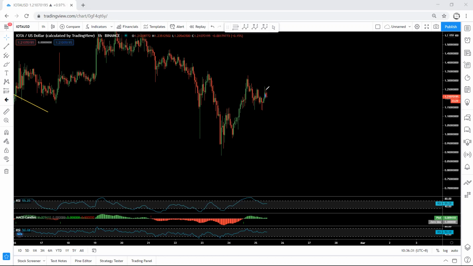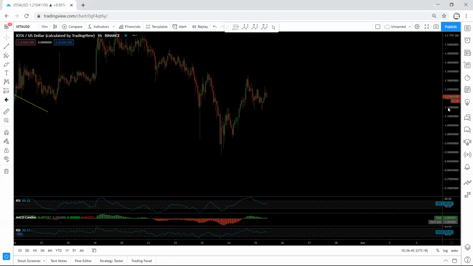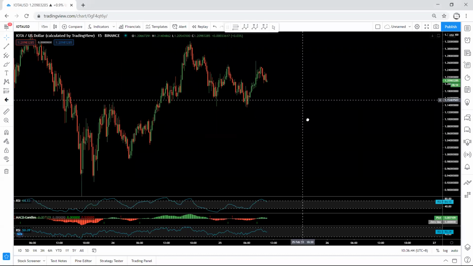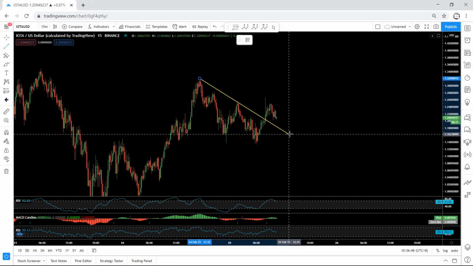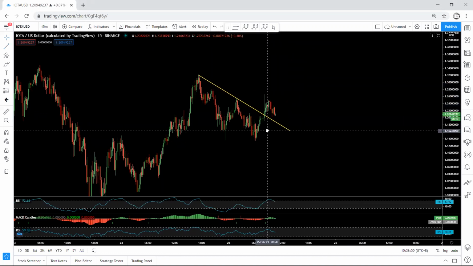Okay, how about if this is the only correction from here? If we move to lower time frame, because now we can look for the breakout of this. That means if we move to 15 minutes, if we put our line here, can we trade the breakout? We could consider this is a breakout.